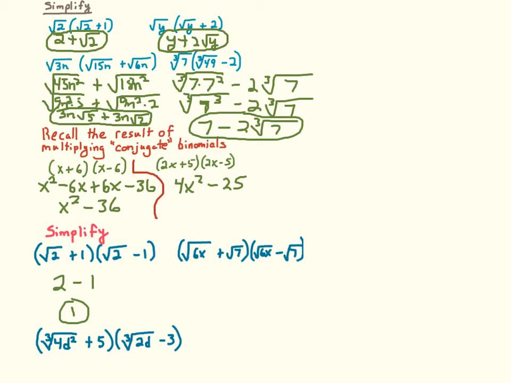And this next one, the quantity square root of 6x plus root 7 times the quantity root 6x minus root 7. So remember, we're going to multiply the first and the last with a subtraction sign between them. So the square root of 6x times the square root of 6x is just itself, and then minus the square root of 7 times the square root of 7, which is 7, and that's all I can do there.